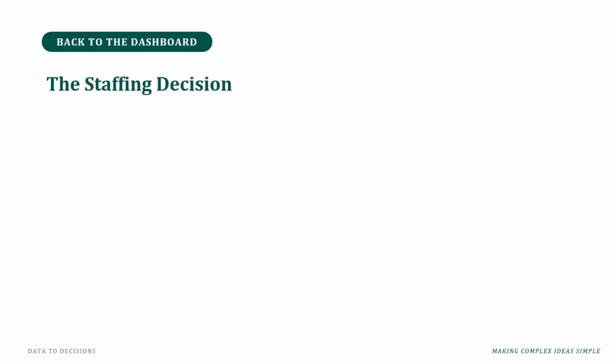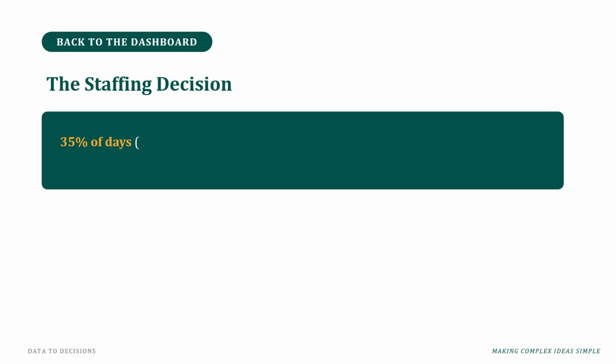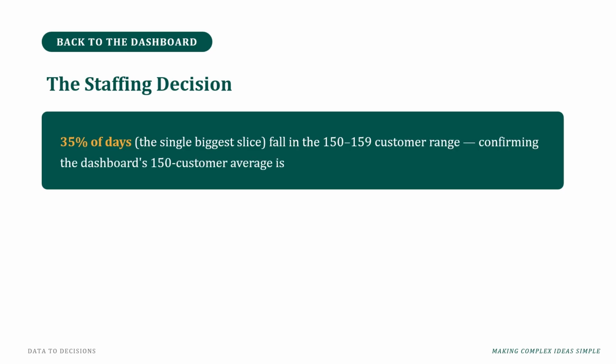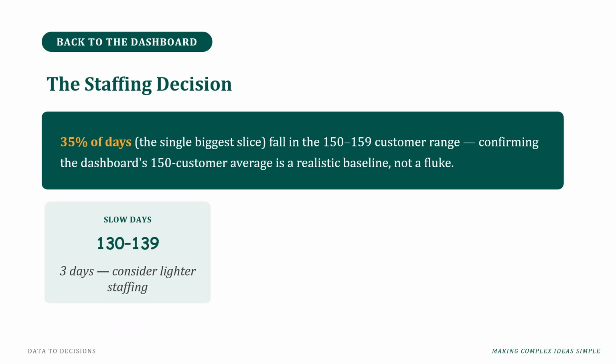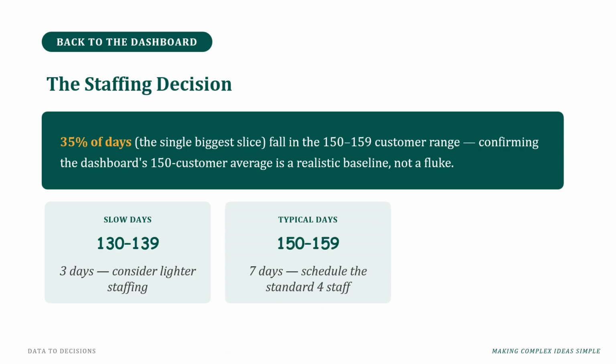Here's the payoff: 35% of days, the single biggest slice, fall in the 150 to 159 customer range, confirming the dashboard's 150 customer average is a realistic baseline, not a fluke. On slow days, Sarah can trim staffing. On typical days, her standard 4-person crew is exactly right. And on the rare peak day pushing past 170, she knows to keep a call-in staffer on speed dial.